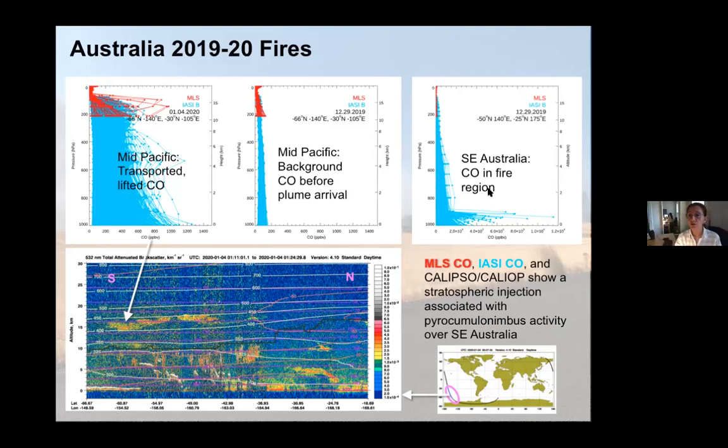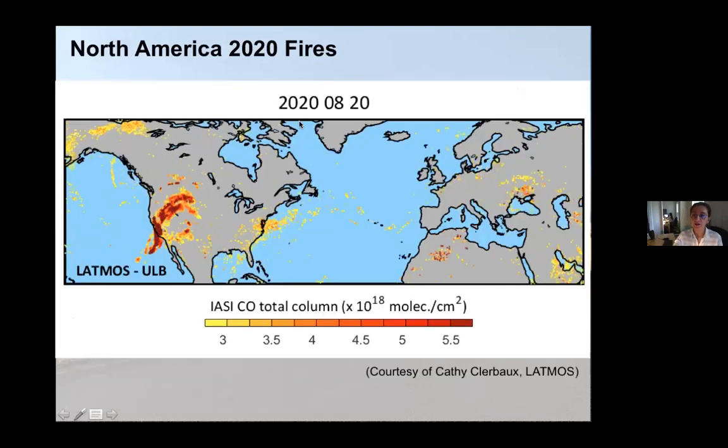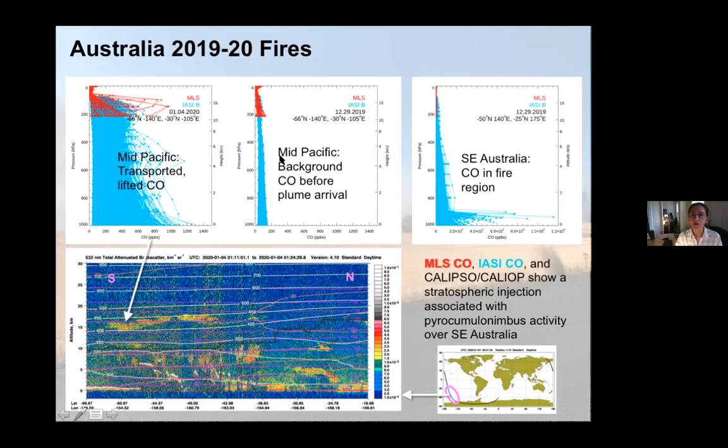So if we look at those over the fires, you see very high values near the surface, but higher up things look normal. Now, if we go the same day in the middle of the Pacific, you see values that are not very high at all. And then a couple of days later, in this same region in the middle of the Pacific, you have this. So both IASI and MLS see really high CO.